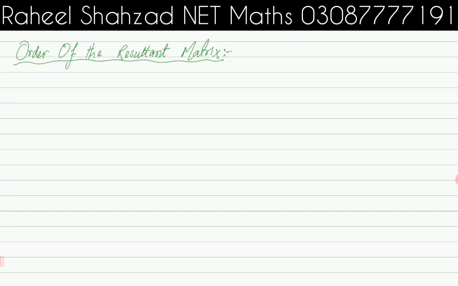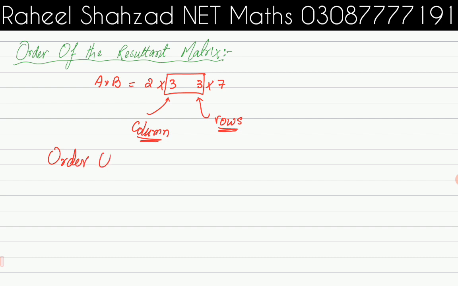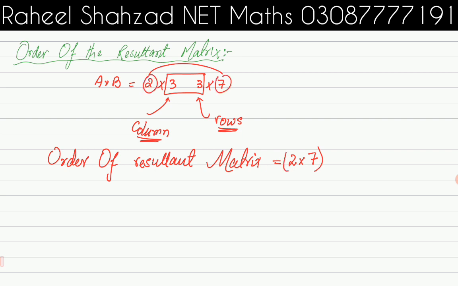Okay, at the end, there are very frequent questions related to the order of a resultant matrix. Say we can multiply A and B, where A has order 2 into 3 and B has order 3 into 7. So the condition was that the number of columns of the first matrix must be equal to the number of rows of the second matrix. What will be the order of the resultant matrix? The order of the resultant matrix is equal to 2 cross 7, so number of rows of the first into number of columns of the second.